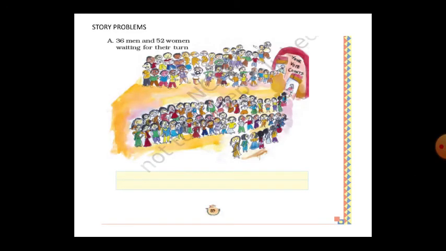Story problem: 36 men and 52 women waiting for their turn. See here, the story problem means 36 men are there and 52 women are there waiting for their turn. Election is going on. They are waiting, men in a separate line and women in a separate line. How many men are there? There are 36 men and 52 women, and they are waiting to cast the vote.